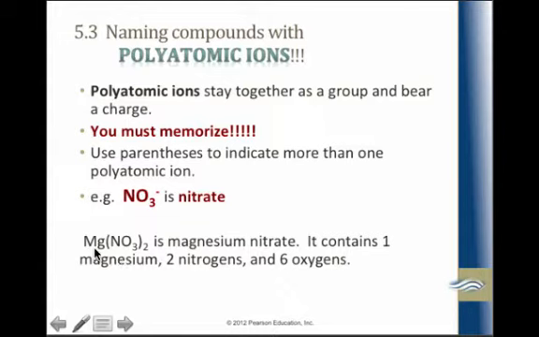You'll see things such as magnesium nitrate form. This contains 1 magnesium, 2 nitrogens, and 6 oxygens. It breaks apart into a magnesium ion and 2 nitrates. The nitrogen does not break apart from the oxygens under normal circumstances.